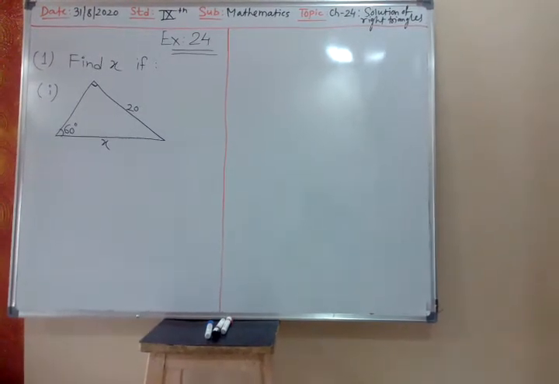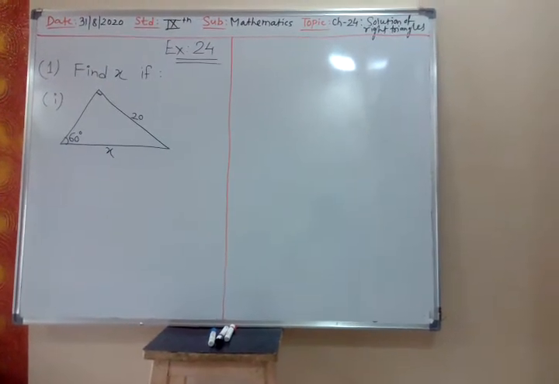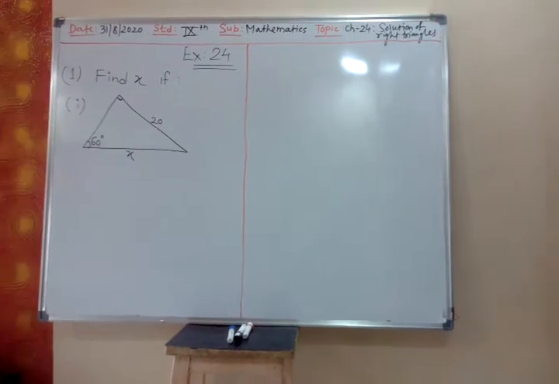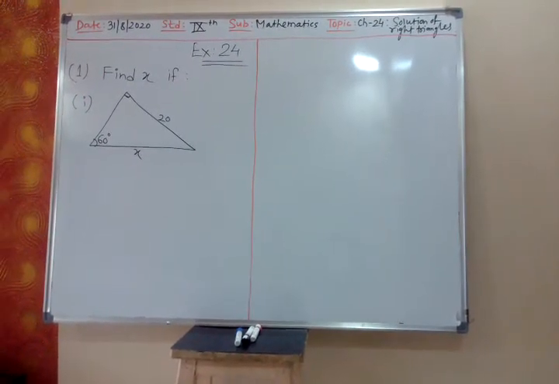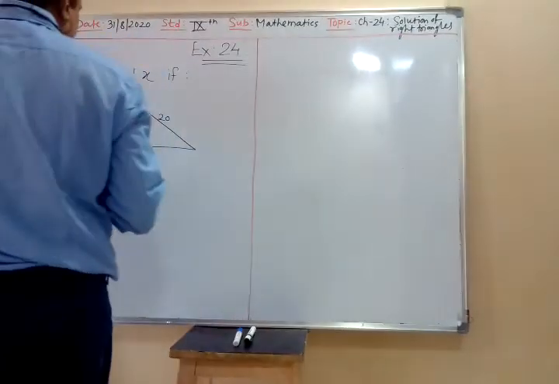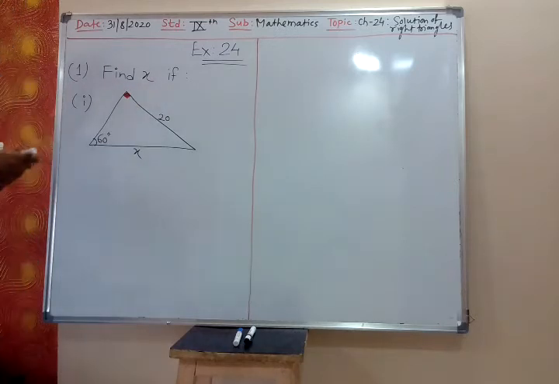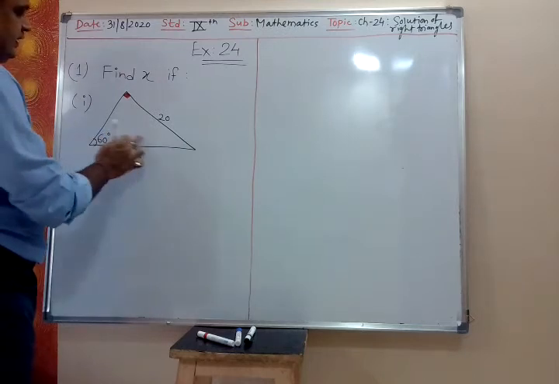The perpendicular symbol is mentioned there, no? Just see the perpendicular symbol. This perpendicular symbol is there. That means this is 90 degrees. That means these two are my acute angles, 60 degrees and this other acute angle.